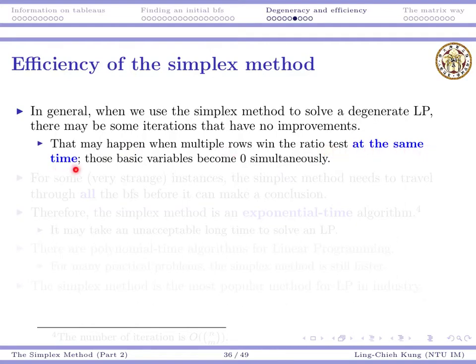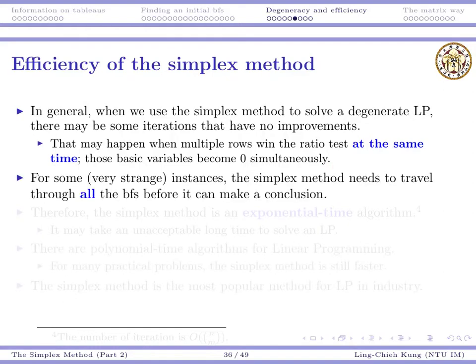So you may go back to the previous slides to check that in the first tableau, multiple rows win, the two rows both have the same smallest ratio. And that's why one basic variable would become 0, and that's why in the next iteration, that 0 may win the ratio test.